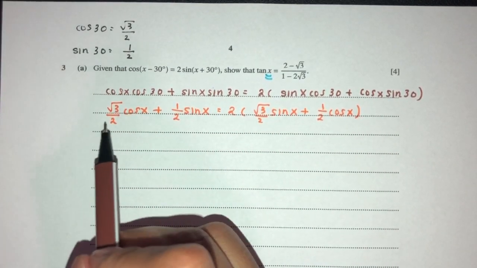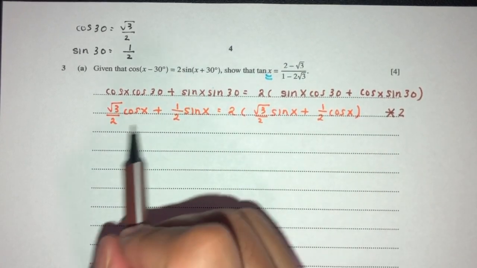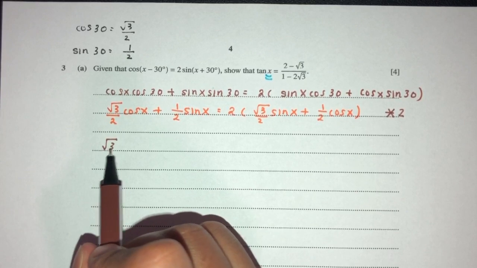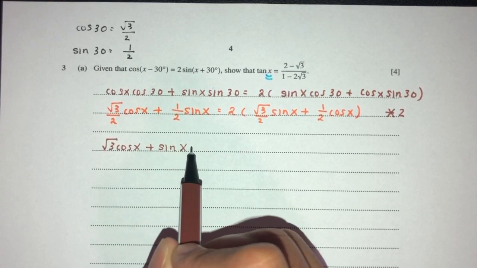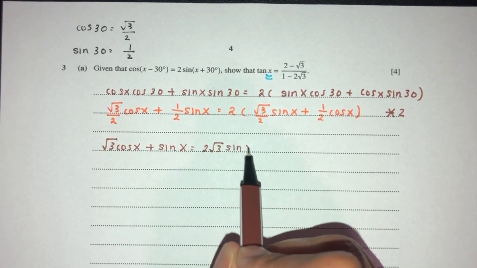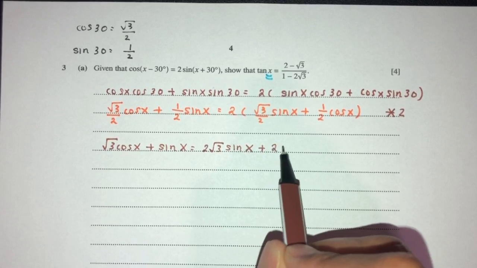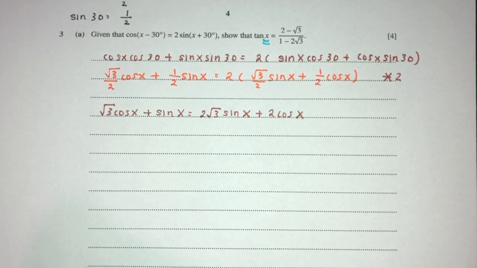Now to remove these 2 below, I can just times 2 everywhere. You will just cancel out the 2 below. So you will have root 3 cos of x plus sine of x equal to 2 times this, now should be 2 root 3 sine of x plus 2 cos of x, right? Now simplify, let me send the corresponding stuff to the right side, right? Let me send this one to here.